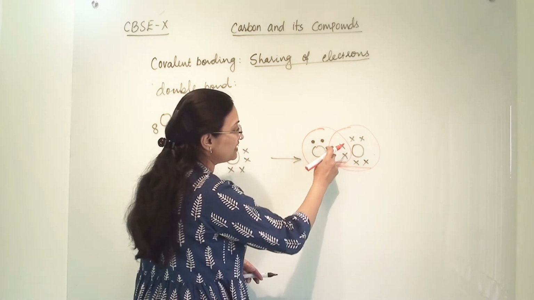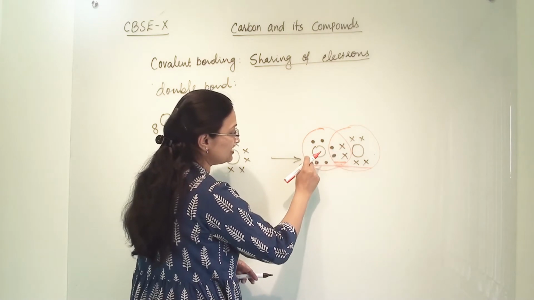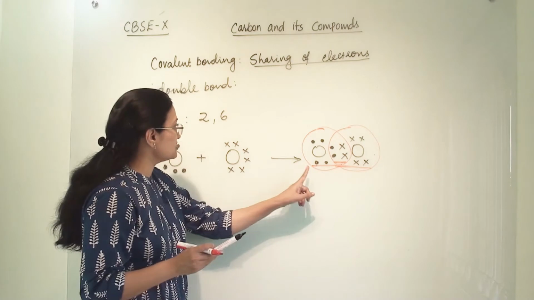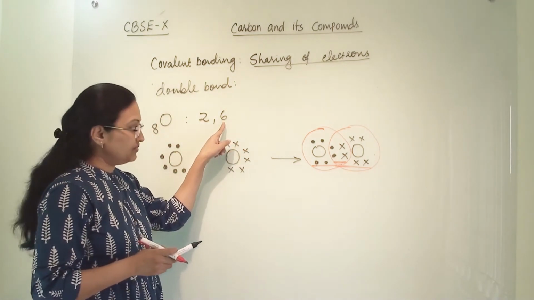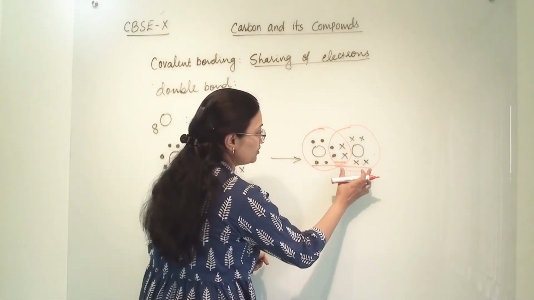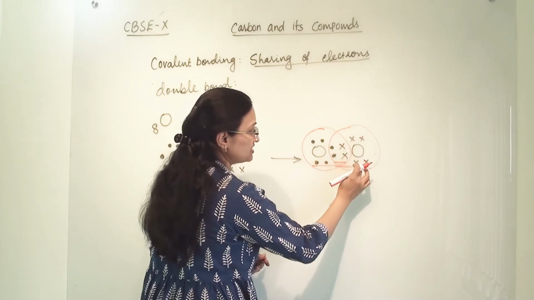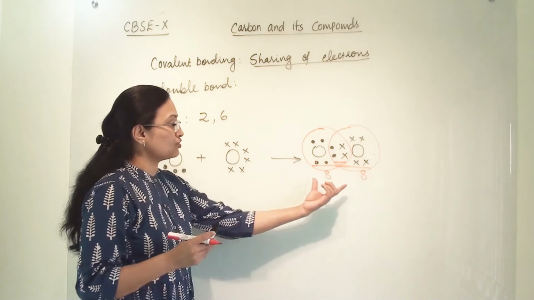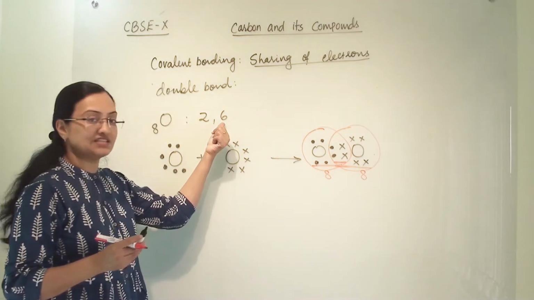So now if we count this 4 and this 4, the oxygen's octet is completely filled. Oxygen's 8 electrons are completely filled. So here also 1, 2, 3, 4, 5, 6, 7, 8. So 8 electrons and 8 electrons. Both oxygen's outermost shell is completely filled.